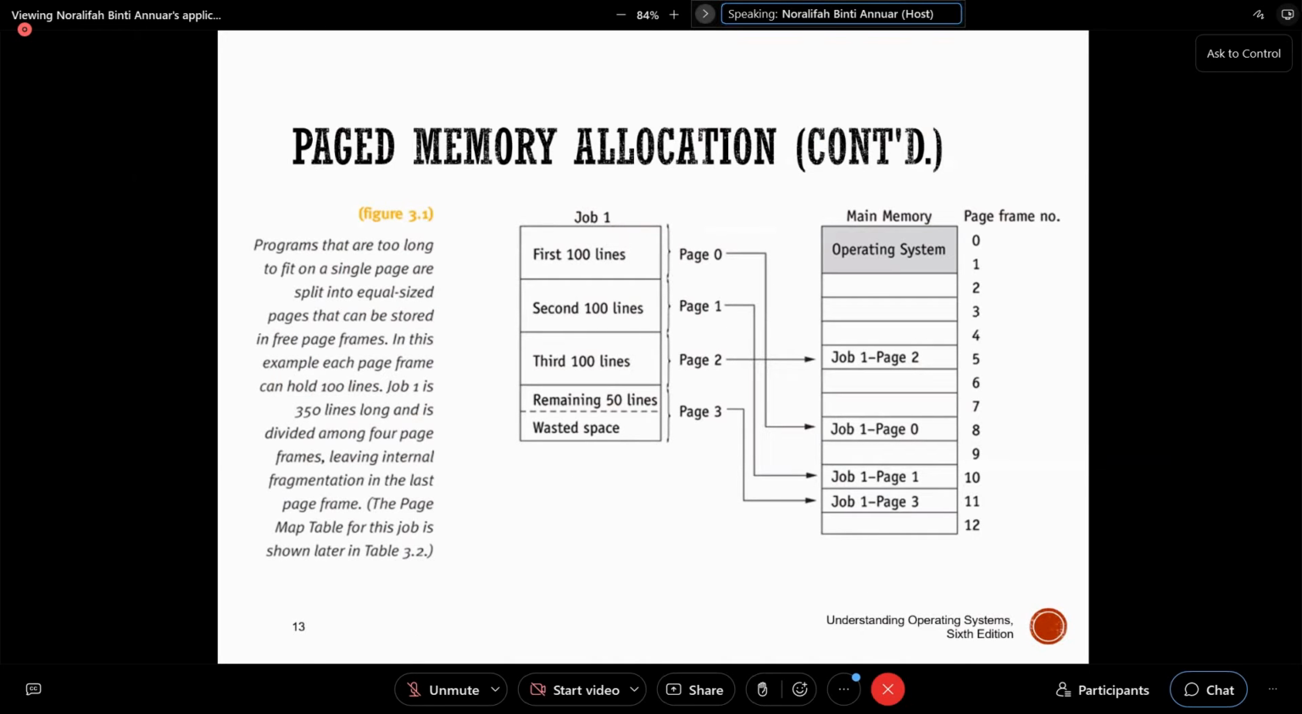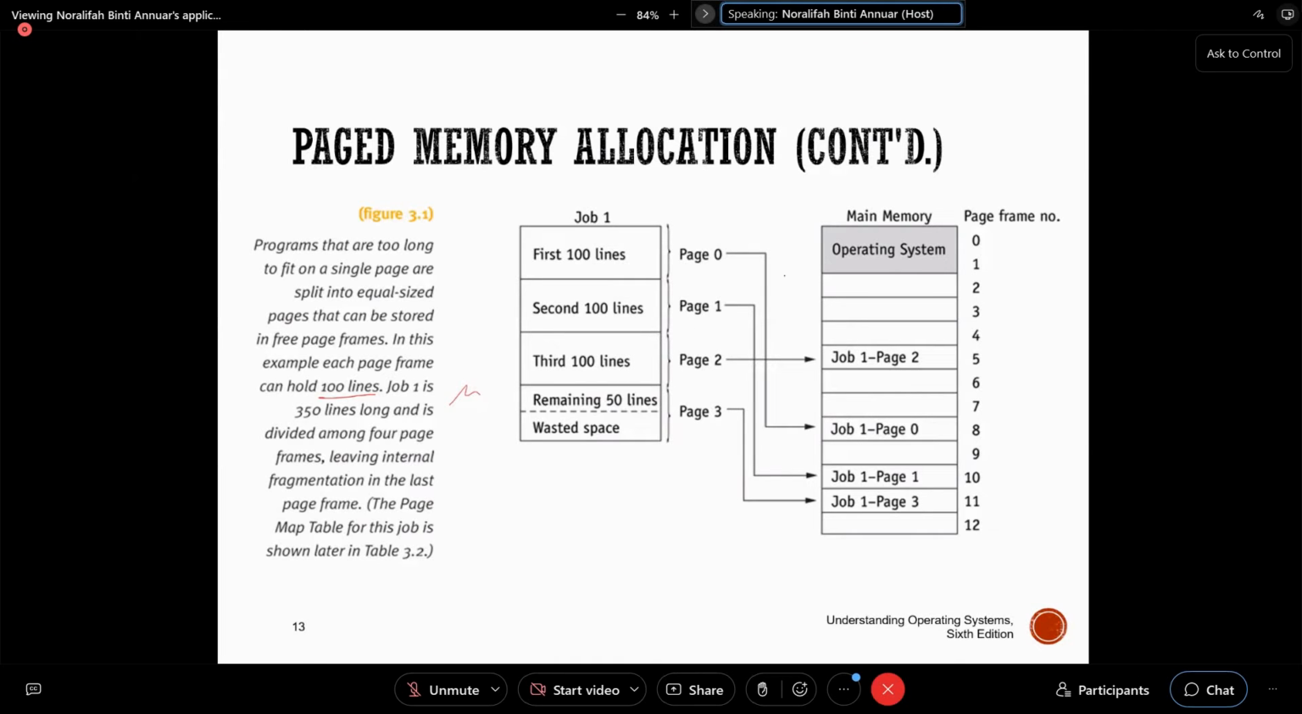So this is from the textbook. You have job 1, which is the size of each job. Dekat sini dia kata, each page frame can hold 100 lines. Remember, page frame equals size to page size. Frame size equal to page size. The job 1 is 350. So you bahagi lah 350 bagi dengan 100. So you akan ada 4 pages.